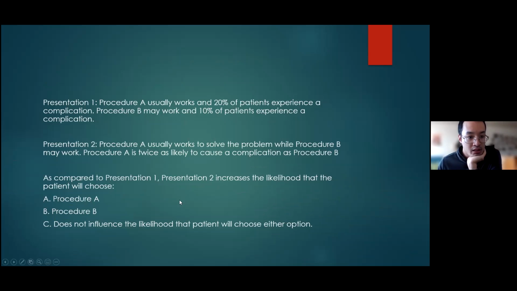All right, so procedure A usually works and 20% of patients experience a complication. Procedure B may work and 10% of patients experience a complication. The next one would be procedure A usually works to solve the problem, while procedure B may work. Procedure A is twice as likely to cause a complication as procedure B.